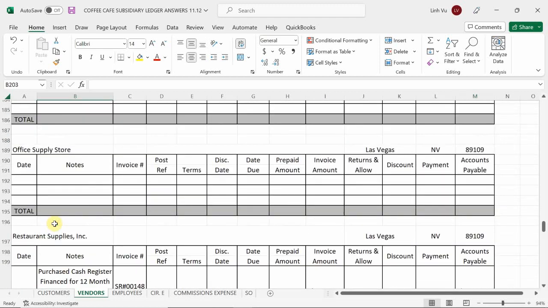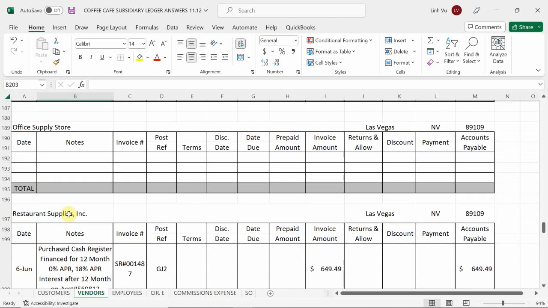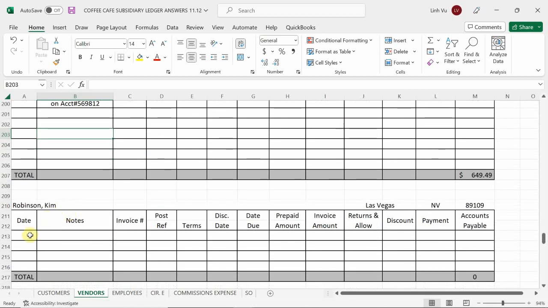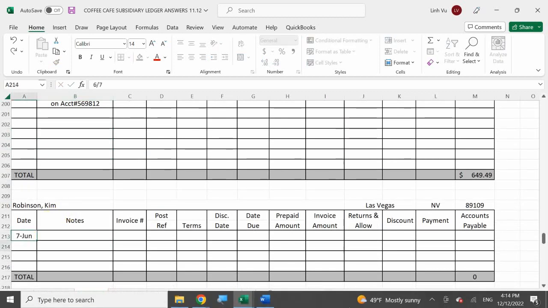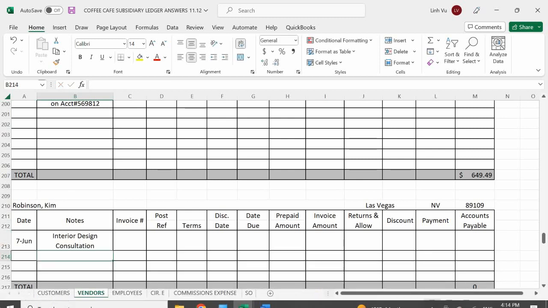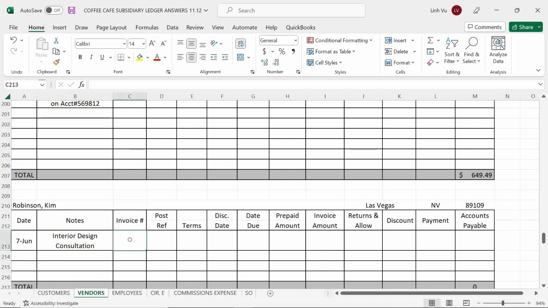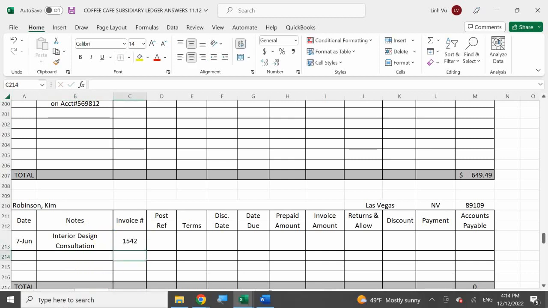So again, it should be the one right above it, Miss Kim Robinson. Or actually, sorry, one below it, Robinson Kim. Today is the 7th. Now the notes here is you got interior design consultation. Yeah, that's all she did for us. We had nothing else. What was the proof of transaction? It was invoice number 1542. Post reference, once again, is journal page 2.